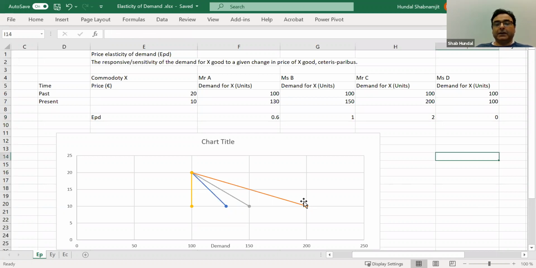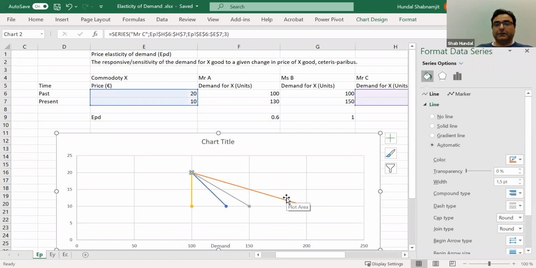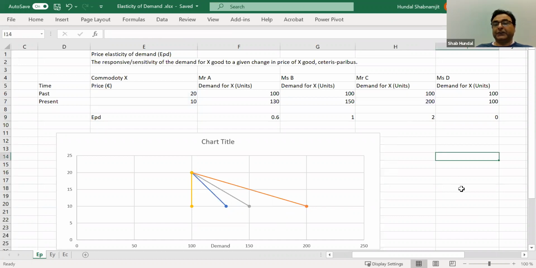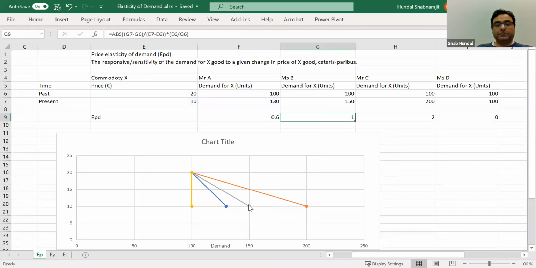And Mr. C is represented by this line. Oh, no, not this one. This orange line, yeah? So this is Mr. C here. And you can see that, I don't know whether you notice or not, as you move from 0.6, the blue line, to 1, the gray line, to 2, the orange line, you see that as the elasticity of demand increases, the straight line demand curve becomes less slopey.